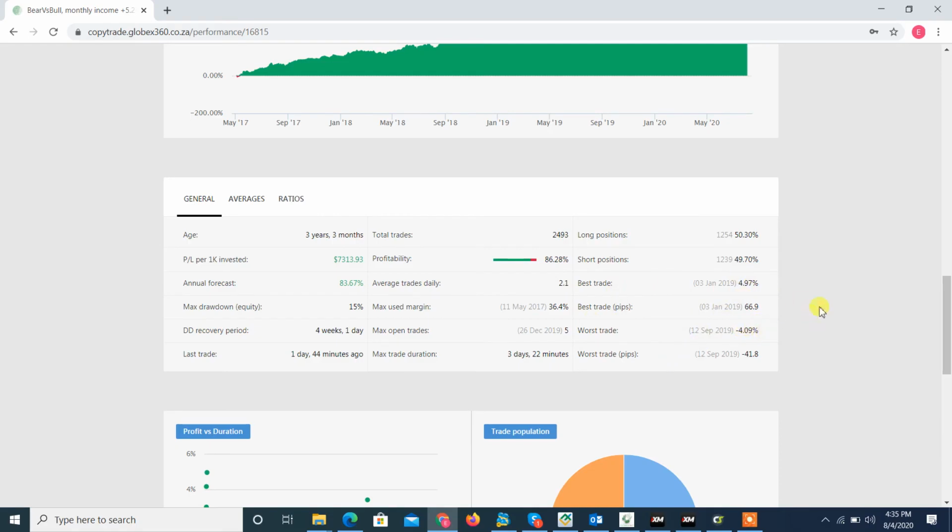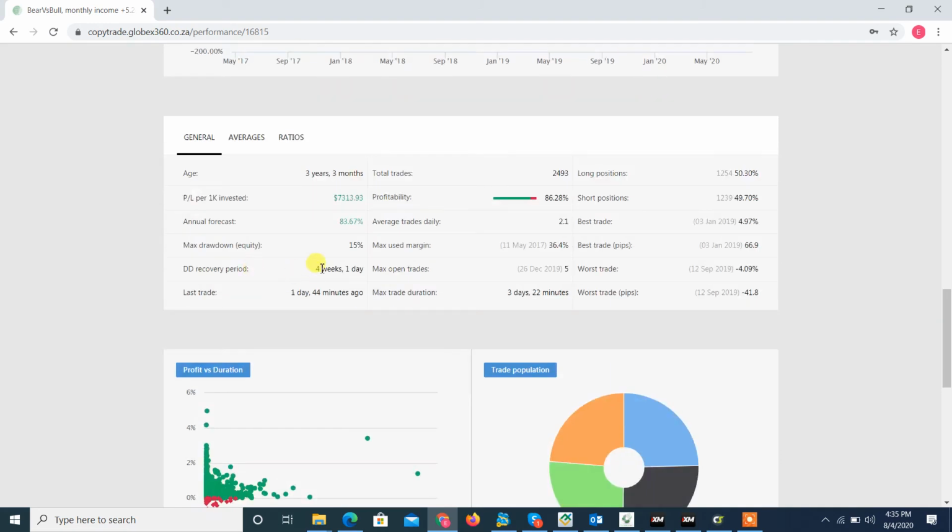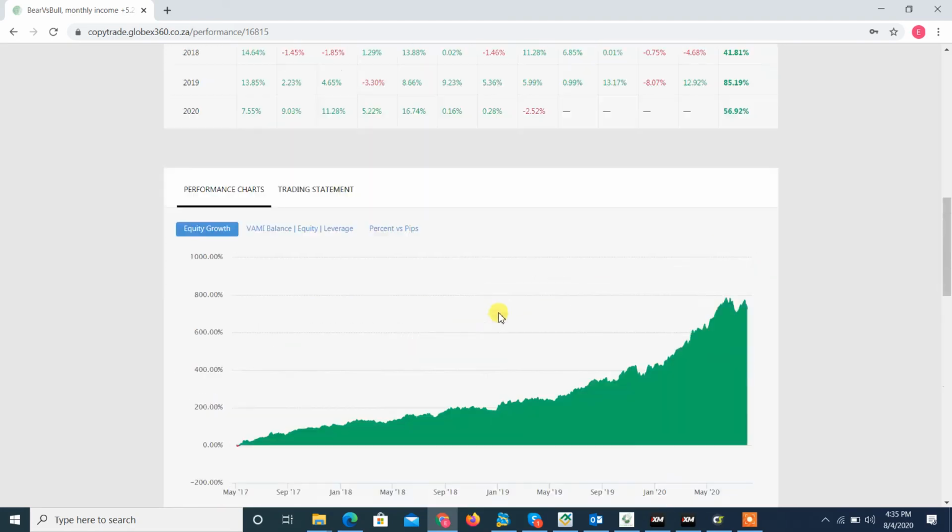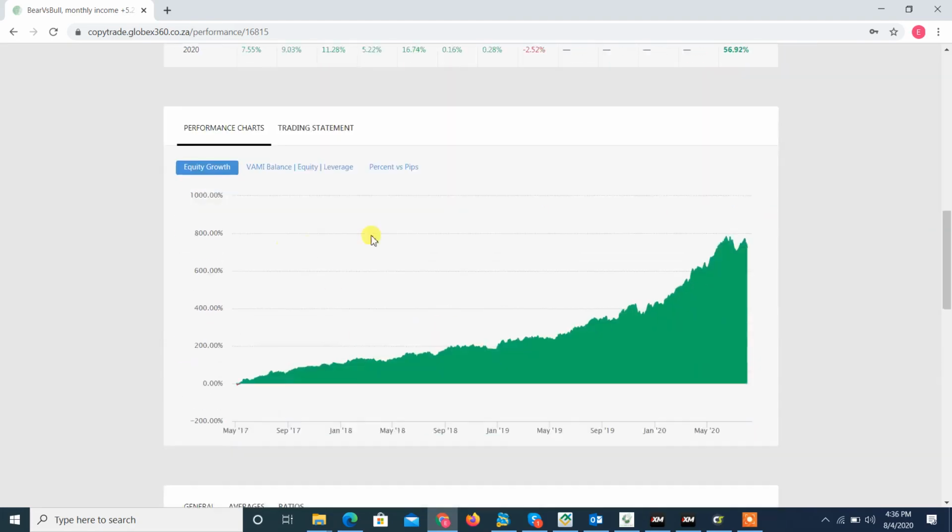4.09%. So we can already see that he has a better risk to reward ratio, and because of that, he is one person that we can follow. The longest drawdown recovery period has been 4 weeks, right? And the maximum open trades that he has is 5 trades, which was on the 26th of December 2019. And the max duration for a trade, so how long he's held his longest trade, is 3 days and 22 minutes.